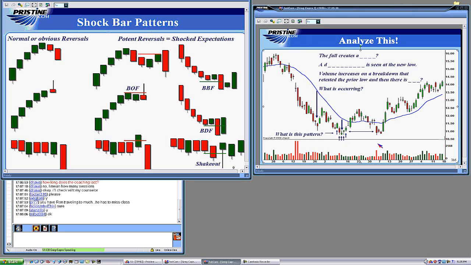Volume increases on a breakdown right here. Prices break to the downside. Volume increases. There's no follow through. This low that forms down here, after the retracement, establishes a new reference point that tells us that buyers stepped up. When prices retrace to that area, the question is, do they step up again? Then we look for confirmation.